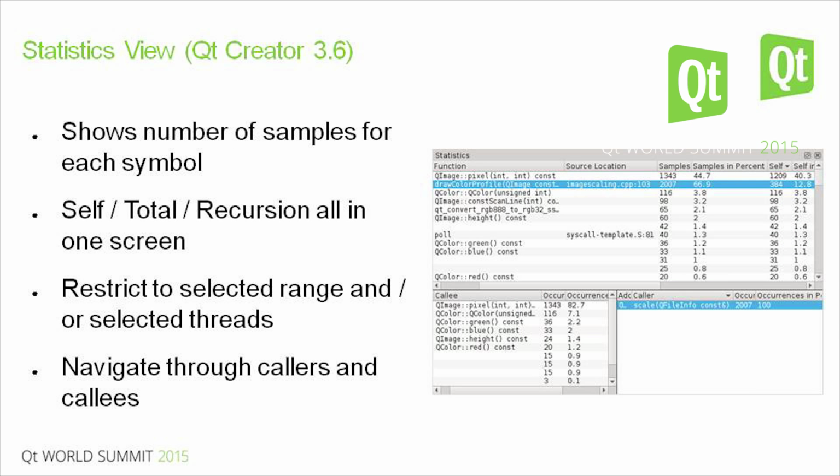And with Qt Creator 3.6, you also get a statistics view where you can see how many samples were caught with which function and so on. Again, you can sort and filter that, and you can walk through the recursion. You will see that in a minute, because now I'm going to do the live demonstration. Just a second.